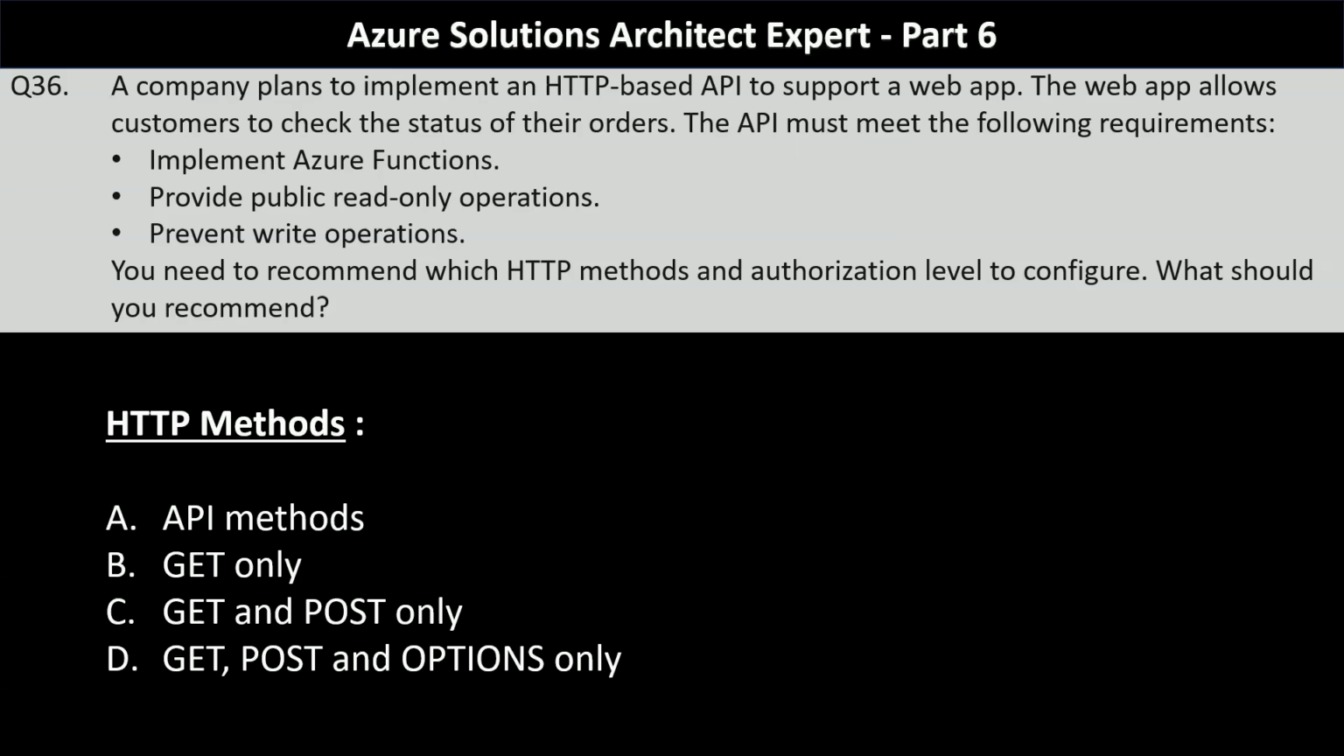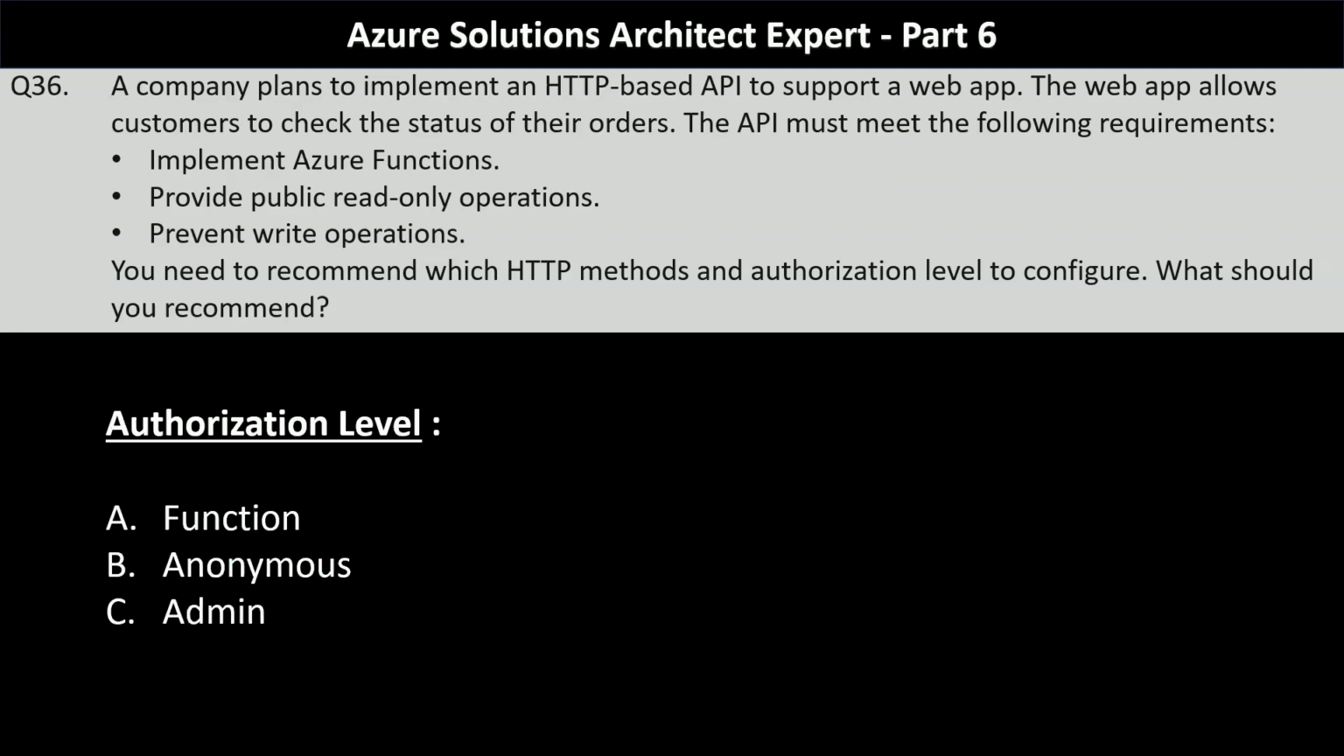Folks, you should use the GET HTTP method in this case, as it is typically used for retrieving data without modifying it, and there is a requirement in the question to prevent write operations. Now, the next part of the question was focused around authorization level, and your options are function, anonymous, and admin.